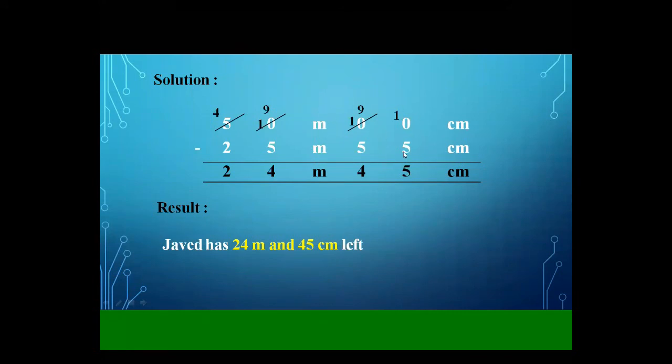Now 10 minus 5, 5. 9 minus 5, 4. 45 centimeter. Here 9 minus 5, 4, and 4 minus 2, 2. So how much string is left? 24 meter, 45 centimeter string is left. Javed has left 24 meter and 45 centimeter. Okay.